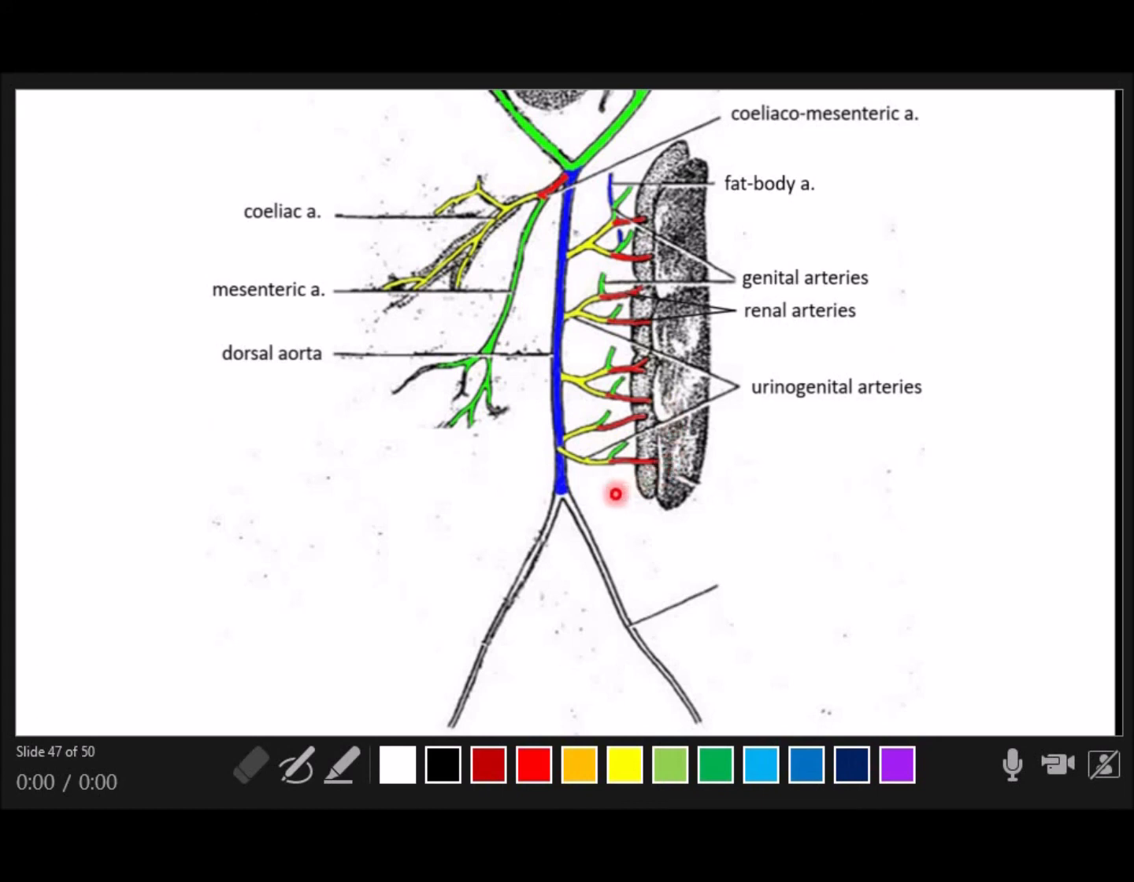Okay, so at the end, the dorsal aorta branches into two arteries, and we call them iliac arteries. So iliac means of thighs. So can you guess the part of the body that these arteries supply with blood? Yes, the hind limb. Okay, so that's it.